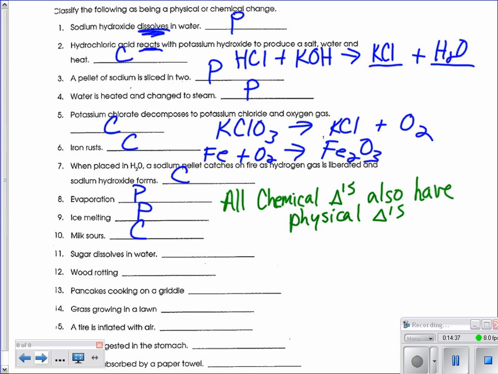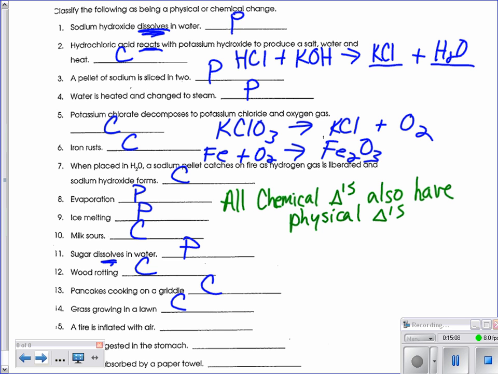Okay, sugar dissolves in water. What do you want to say? Physical. There's our key word. Wood rotting. Chemical. Pancakes cooking on a griddle. Going with chemical. You can't get it back. You're changing that chemical composition of the eggs and whatever's in there. Grass growing on a lawn. Which one?